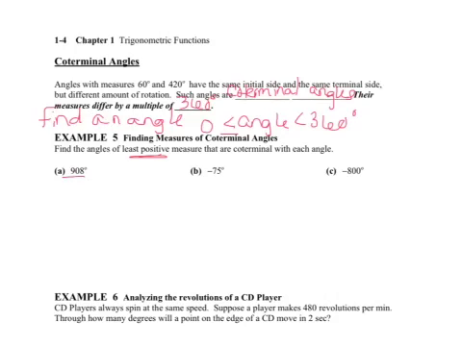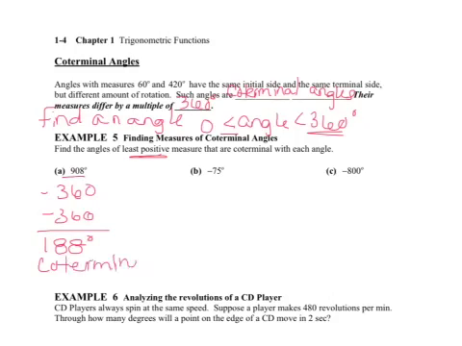So what we have to do is take 908 degrees and subtract 360 degrees. If we subtract that, we know that still is not between 0 and 360. So we're going to subtract another 360 degrees, which would bring us down to 188 degrees, which is between 0 and 360 degrees. So we can say 188 degrees is coterminal with 908 degrees.